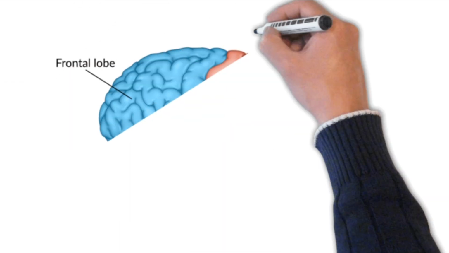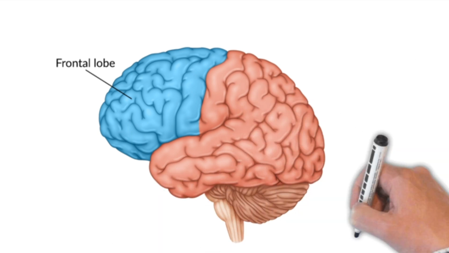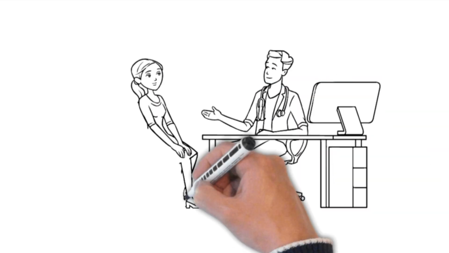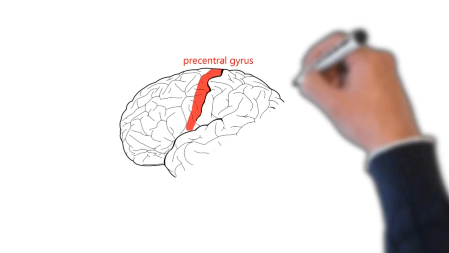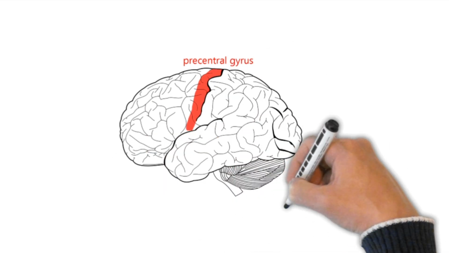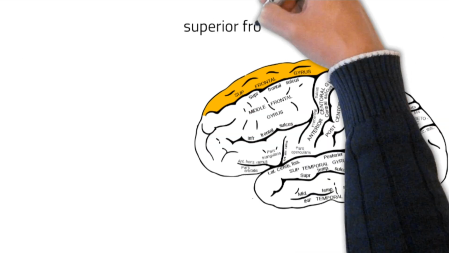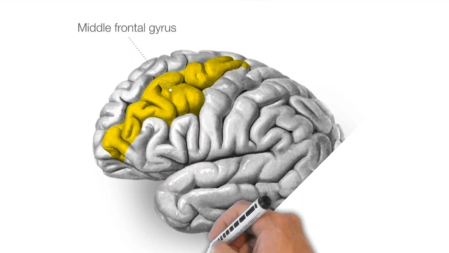The frontal lobe, which stretches from the central sulcus to the frontal pole, controls motor functions, decision-making, and speech production. Key areas include the precentral gyrus, the primary motor area, responsible for voluntary movements. The superior frontal gyrus contains the supplementary motor cortex, which aids in complex movements. The middle frontal gyrus is home to the frontal eye field, coordinating voluntary eye movements.